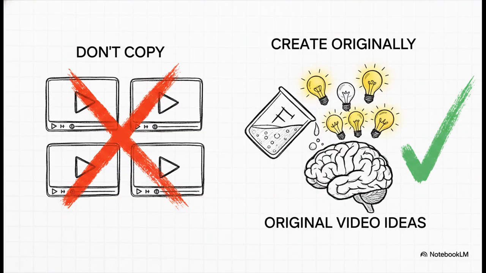Now, this next step is absolutely critical. The goal here is not to copy their videos. Instead, you ask the AI to generate original video ideas that are built on the winning formula it just figured out. This is the key, right? You're creating unique content that's already engineered for a high chance of success.